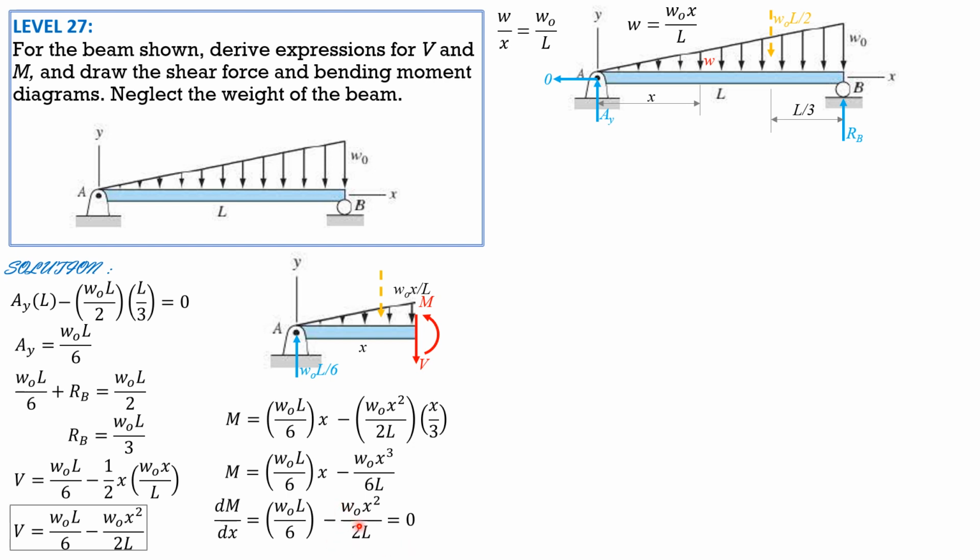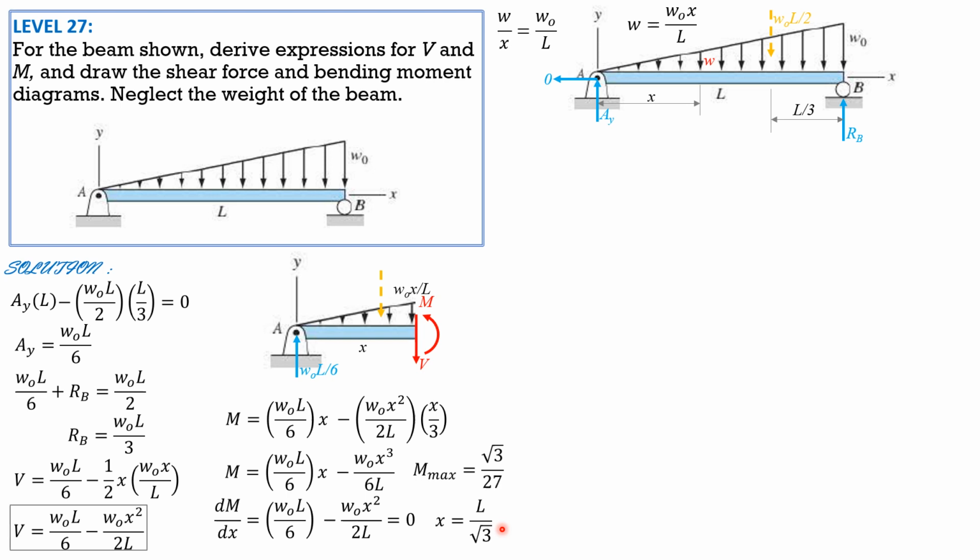So solving for x here, you can cancel W0, so 2L over 6 is L over 3. Then x squared is 2L squared over 6, which is L squared over 3. Extracting the square root, x is L over square root of 3. That's the location where moment is maximum.